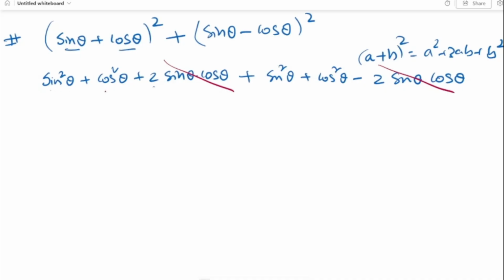Sine square theta plus cos square theta. What is sine square theta plus cos square theta? Recall the formula: sine square theta plus cos square theta is 1. So 1 plus 1 is 2. The answer is 2.